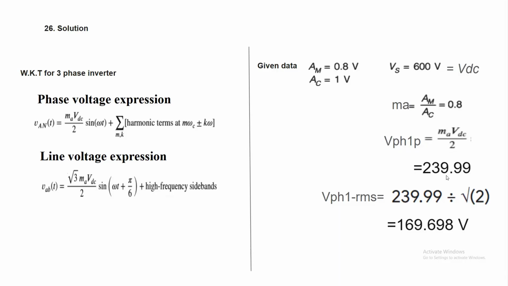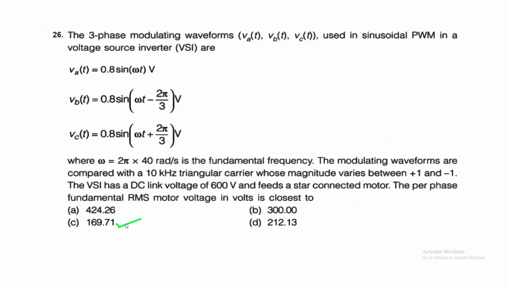This is the peak value of the fundamental phase voltage. To find the RMS value, we need to divide this peak voltage by root 2. Dividing that, we get 169.698 volts. So among the given options, the option which is closest to the obtained answer is option C. So option C is the correct option.